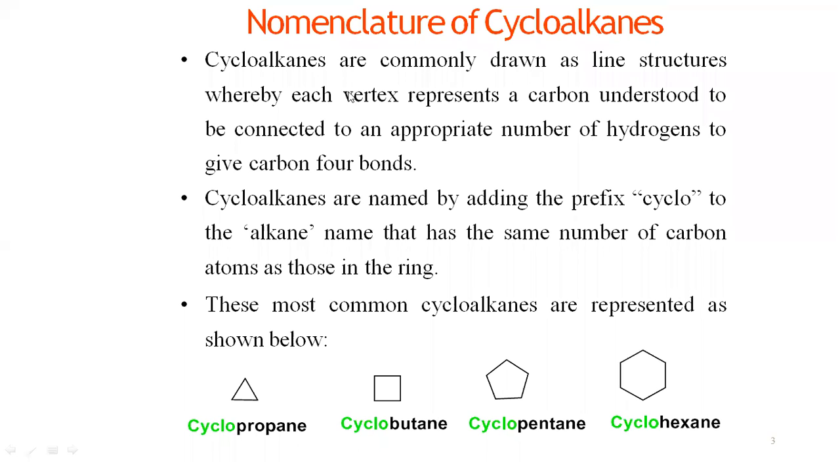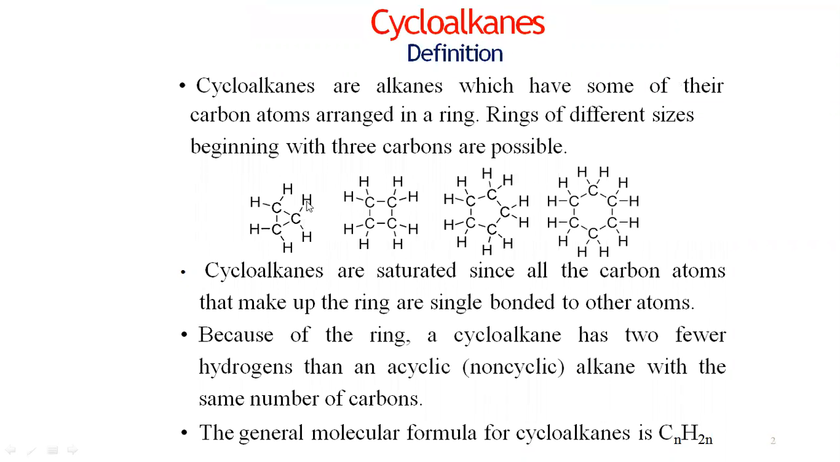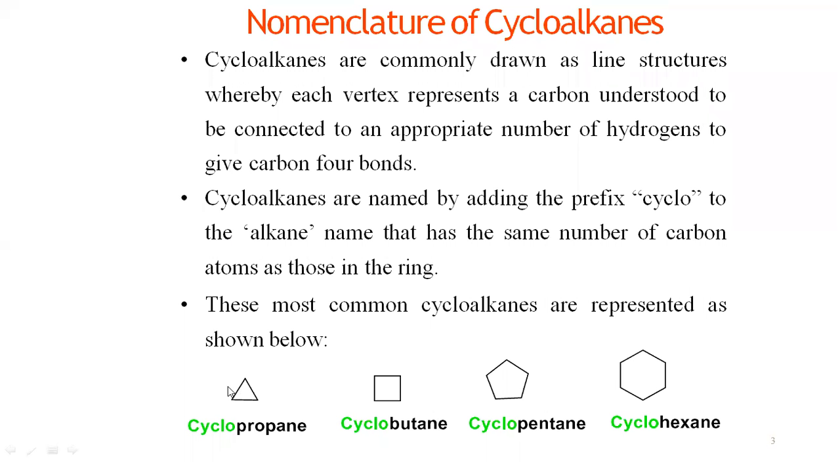So cycloalkanes are commonly drawn as line structures. In this manner, we draw the structures of those cycloalkanes. See, in the last slide we have seen the hydrogen-carbon structure of cycloalkanes. Those structures we can draw in this manner also, in the form of lines. This is cyclopropane, cyclobutane, cyclopentane, and cyclohexane respectively.